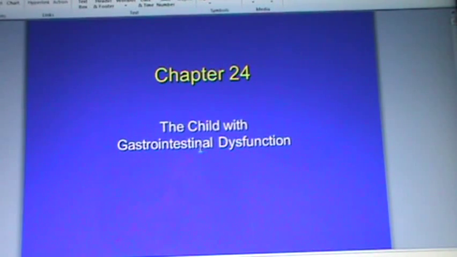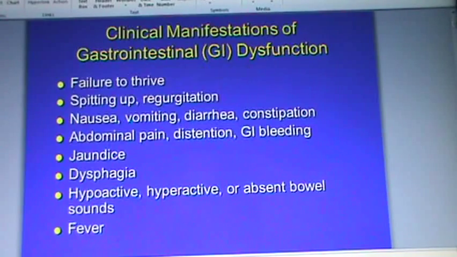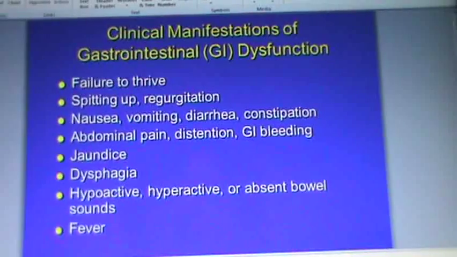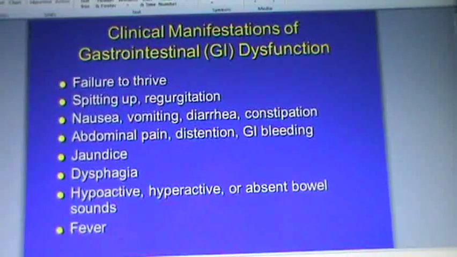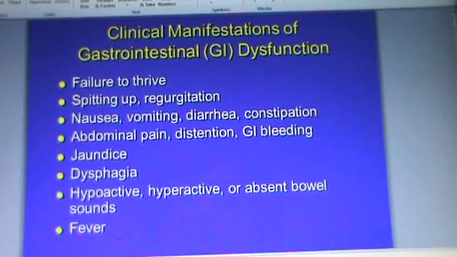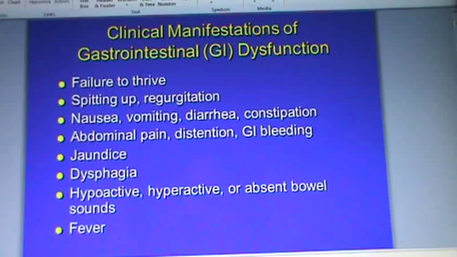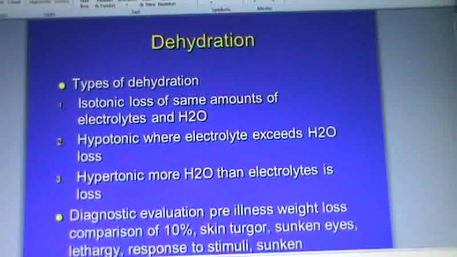This is the child with gastrointestinal dysfunctions. We talked about respiratory, now we're going to talk about the gastrointestinal. Failure to thrive, spitting up or regurgitation, nausea, vomiting, diarrhea, constipation, abdominal pain, distension, GI bleeding, jaundice, dysphagia. What's dysphagia? Hypoactive, hyperactive, or absent bowel sounds, fever, and these all lead to types of dehydration.